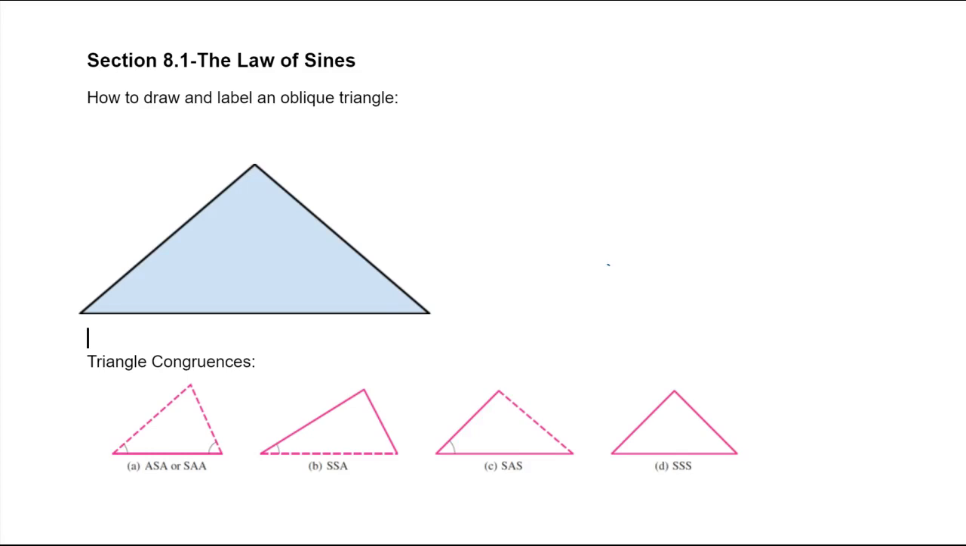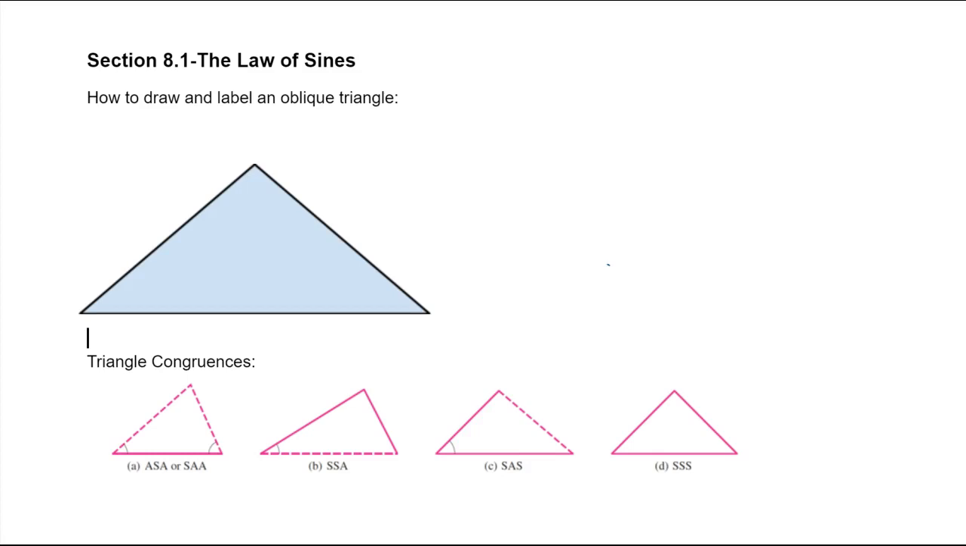And what do we mean by oblique? They're triangles that don't have a right angle, triangles that are not right. They don't have a 90-degree angle. So we're going to use the law of sines in this case to help solve triangles. But before we do that, we need to learn how to draw and then label an oblique triangle.